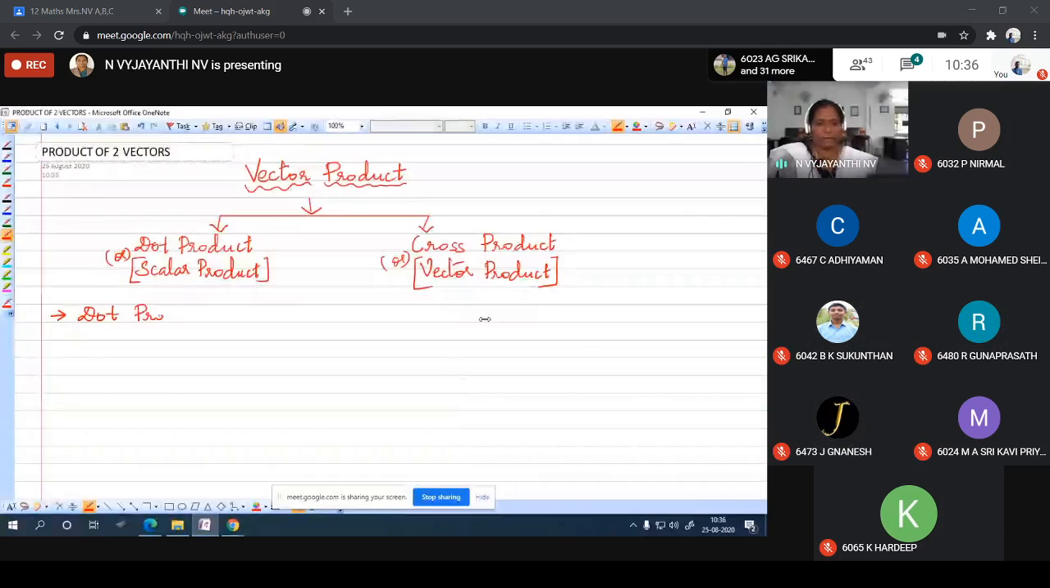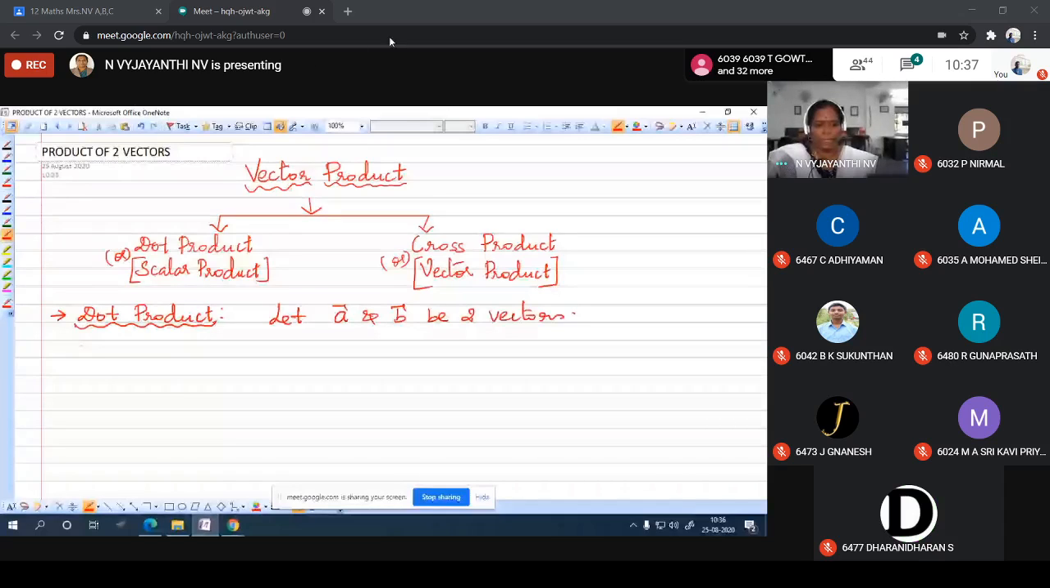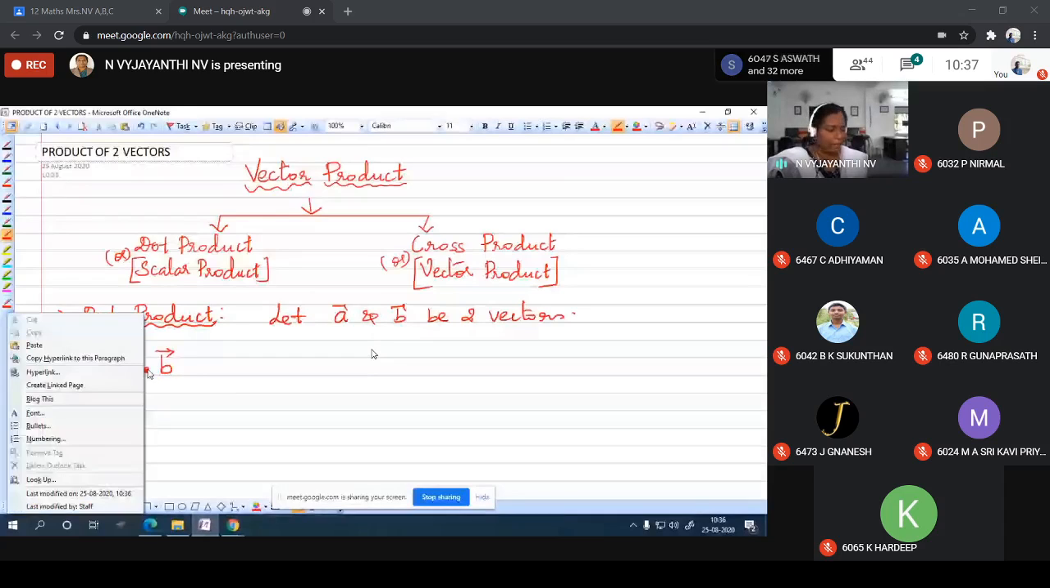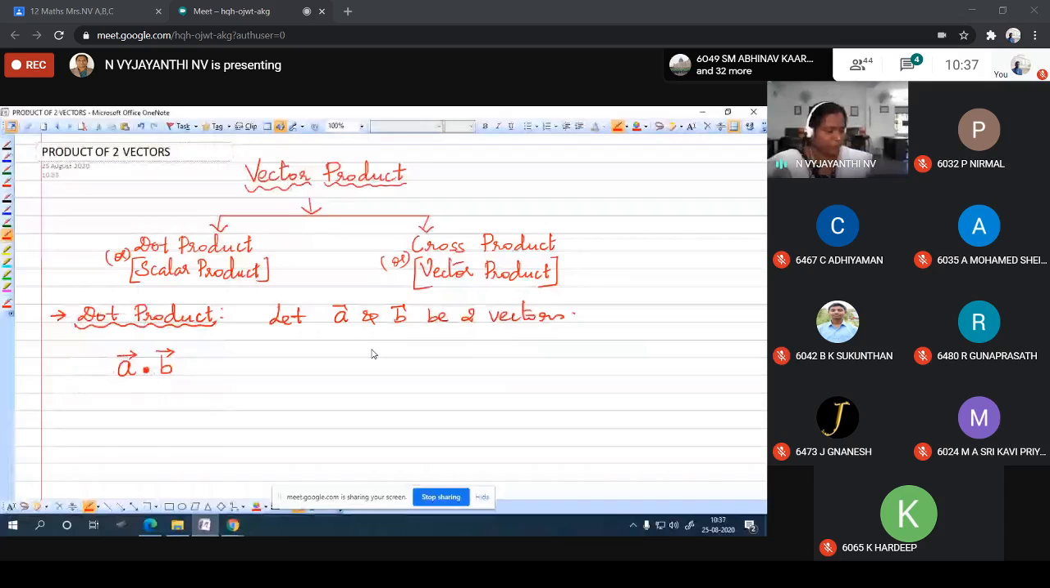Let a vector and b vector be two vectors. Now scalar product is defined by a vector dot b vector. Understood? If you have two vectors a and b, then the scalar product of these two vectors is defined by a vector dot b vector. Understood? Yes, ma'am. So this is the notation for a scalar product.